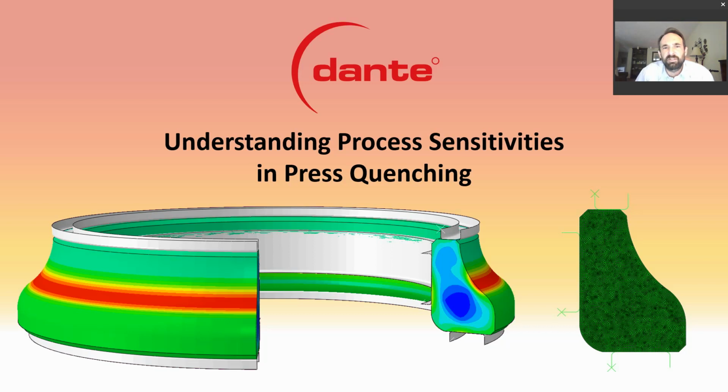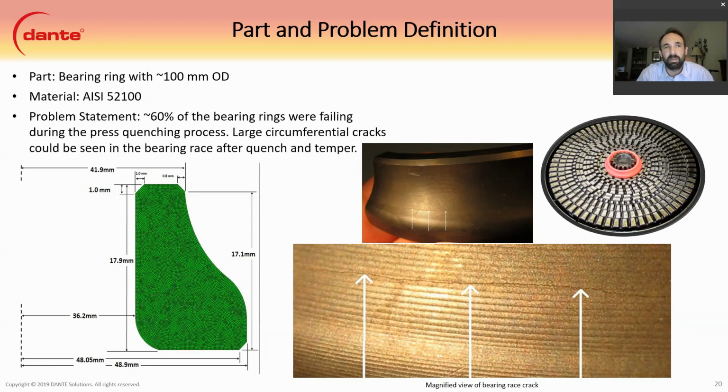Next case study I'd like to look at is press quenching of a bearing ring. And the goal of this is understanding process sensitivities during the process. So the bearing ring is approximately 100 millimeter, 4-inch outer diameter, made out of 52100. And the problem was that approximately 60% of these bearing rings were cracking during quenching and tempering, which is completely unacceptable. So we modeled the process to find out what was causing the cracking and then how to solve the problem.